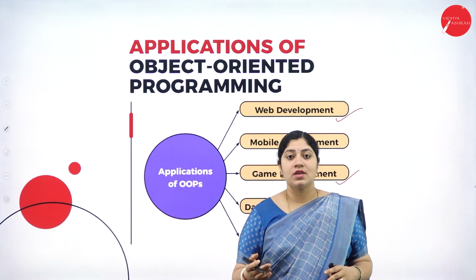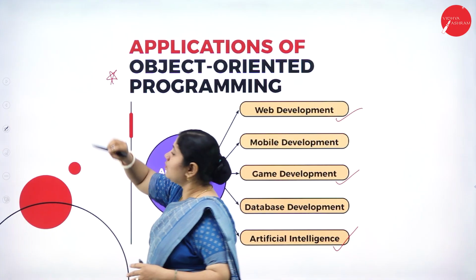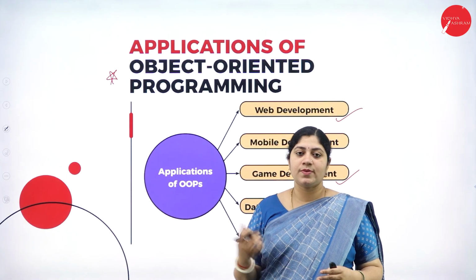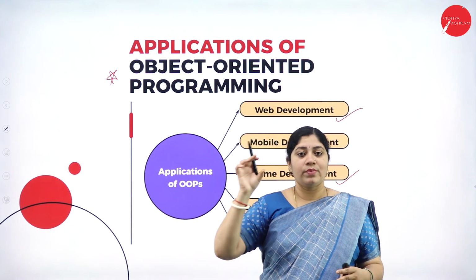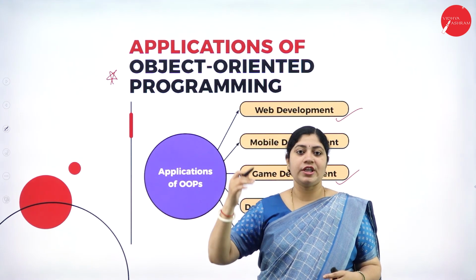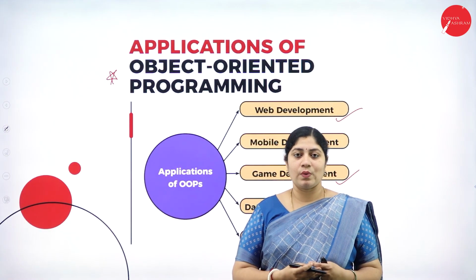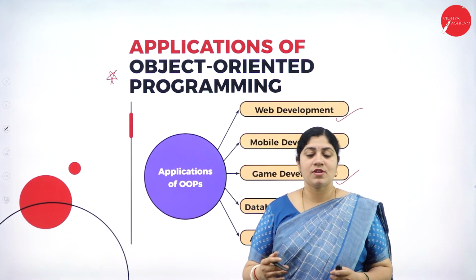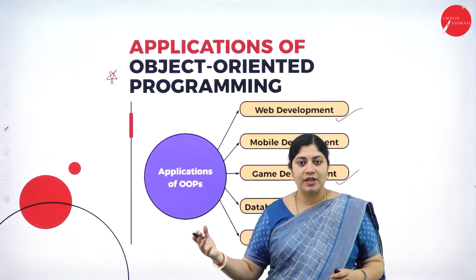Let me tell you, this is a very, very important question from your exam point of view, because this question is asked for a complete 4 to 5 marks, wherein you have to briefly describe what the points are and then you have to explain each point briefly. So this is all about the applications of OOP. If possible, you can also draw this diagram and represent the applications.